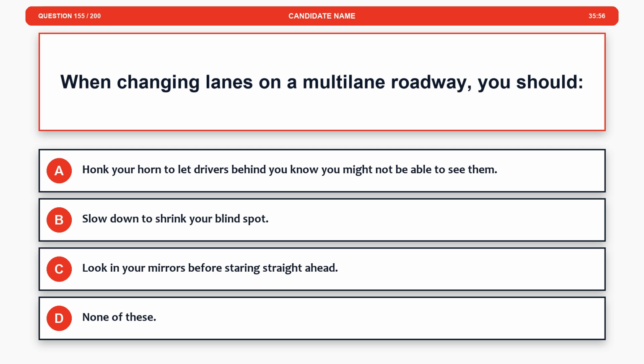Question 155. When changing lanes on a multi-lane roadway, you should: Option A, honk your horn to let drivers behind you know you might not be able to see them. Option B, slow down to shrink your blind spot. Option C, look in your mirrors before staring straight ahead. Option D, none of these.